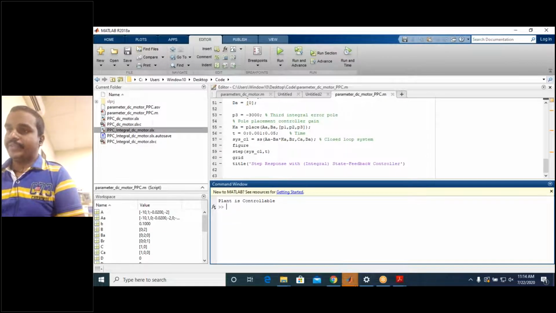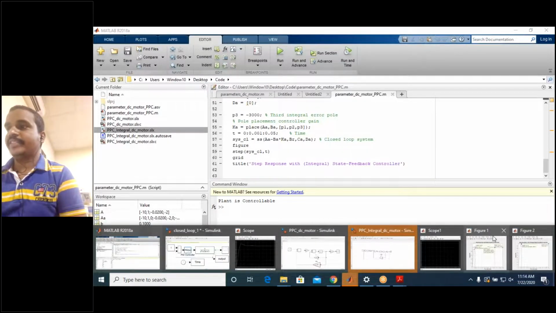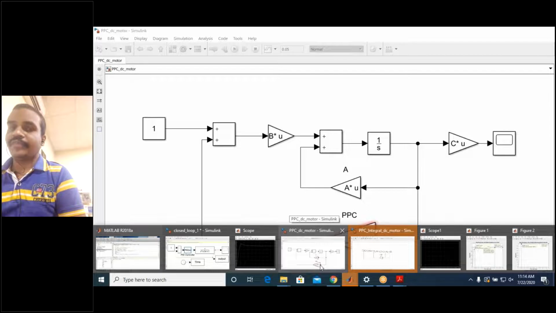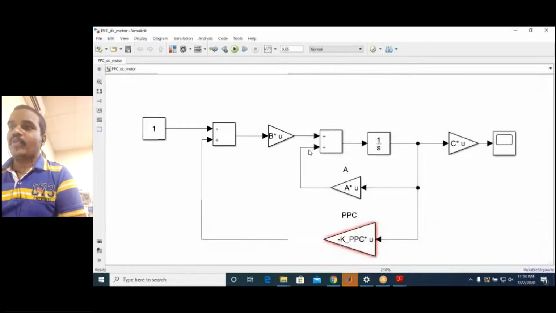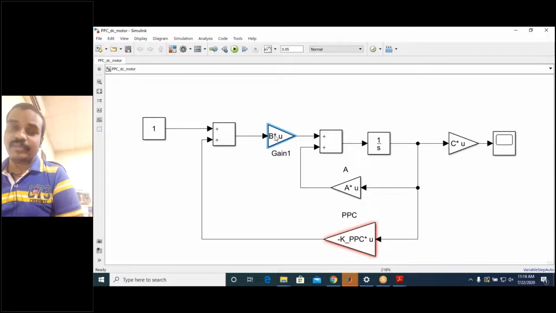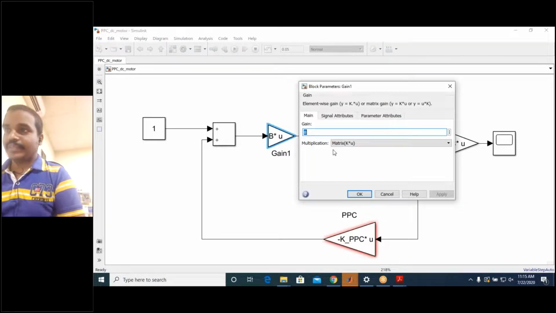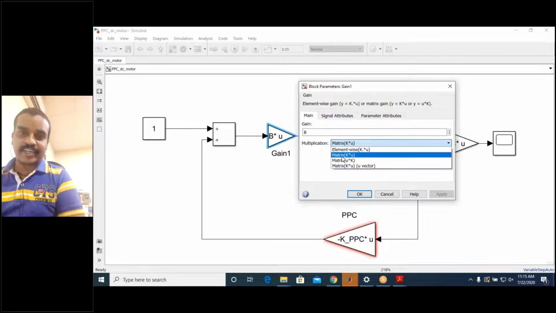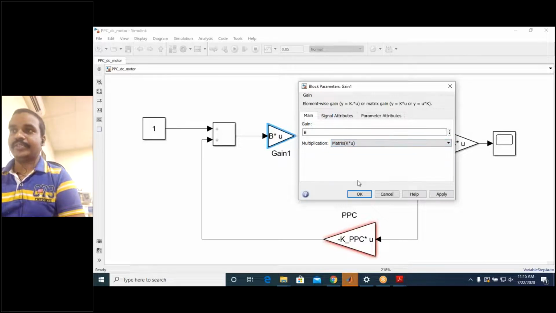So I will give you this sample code and other things, and you have to develop on your own. The video I will give you. And this is the pole placement controller. So what I told to select here is, if you double click this gain block, you can see that there will be 4 options here, 1, 2, 3, 4. You have to select the second option, this matrix K into U.